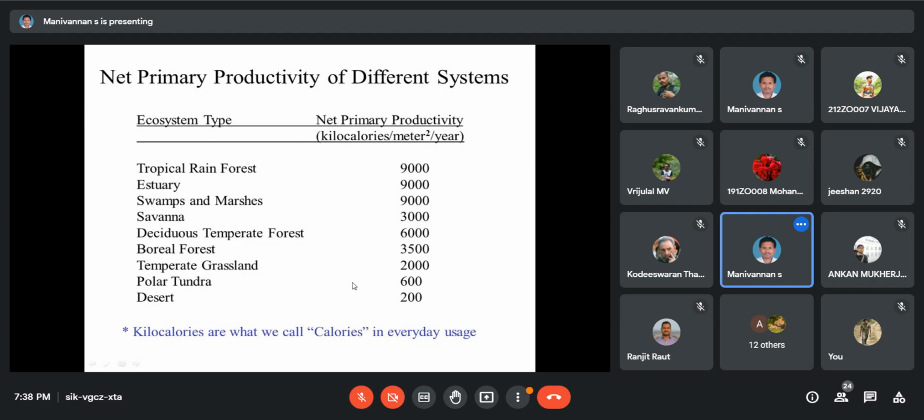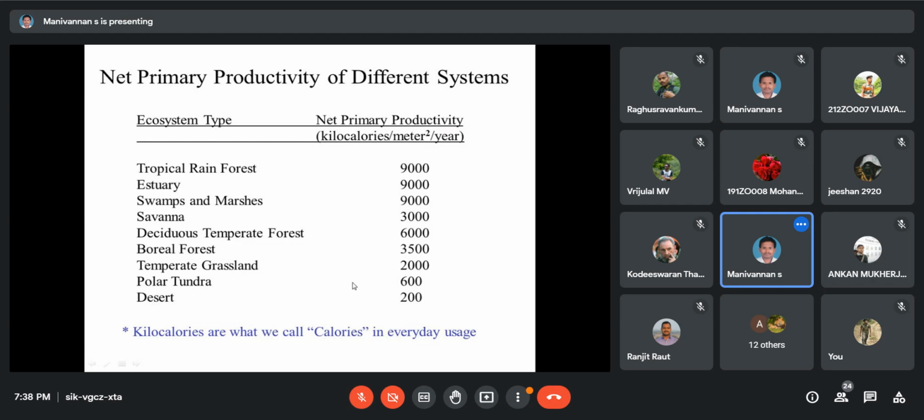This slide clearly shows that different ecosystems have different productivity. Different ecosystems have different production levels. Forest ecosystems have more production than grassland. For example, the desert has only 200 kilocalories per meter square per year. The tundra is only 600, but the forest ecosystem contains 9,000 kilocalories per year.